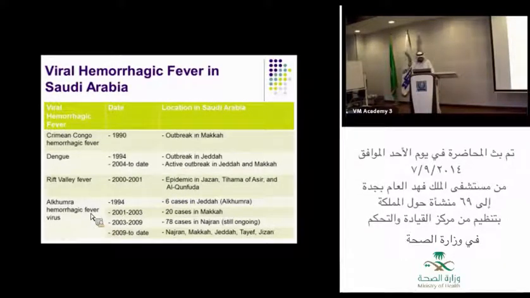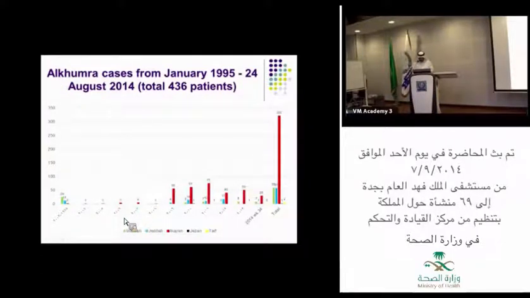Al-Khumra hemorrhagic fever virus was first diagnosed in 1994, with six cases from the Al-Khumra region of Jeddah. And this is why it is named Al-Khumra. And then from 2001 to 2003, we identified also 20 cases during Hajj in Mecca. And then from 2003 till 2009, we identified 78 cases in Najran, and this has been reported. And then from 2009 to date, we've had some cases reported from Najran, Mecca, Jeddah, a few in Taif, and one in Jizan. So these are the viral hemorrhagic fever diseases that are known to occur in Saudi.